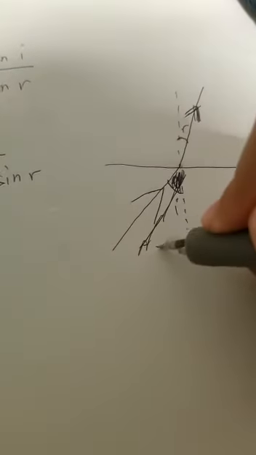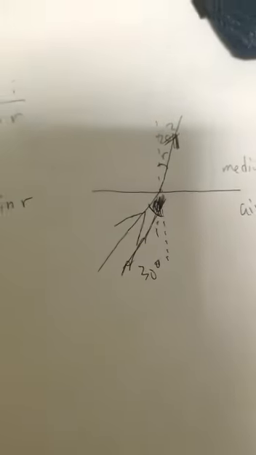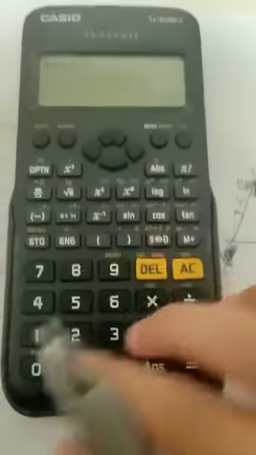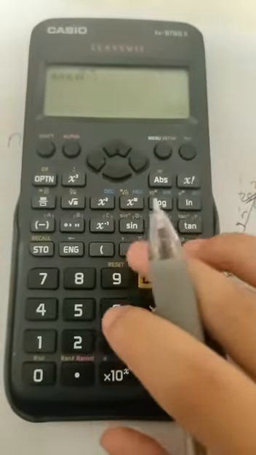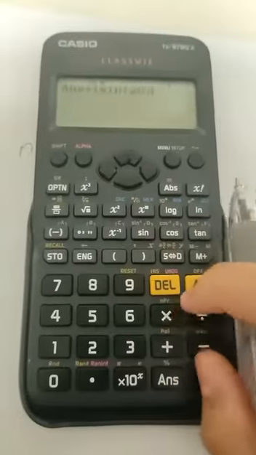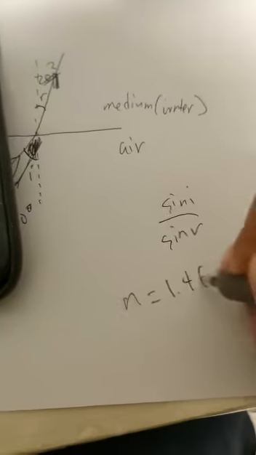So to calculate n, which is the refractive index, sine I over sine R. So let's say this is 30 degrees. This is 20 degrees. Okay, so on the calculator, you take sine 30, then you take the answer and divide by sine 20. So you get the answer, n in this case equals 1.46.